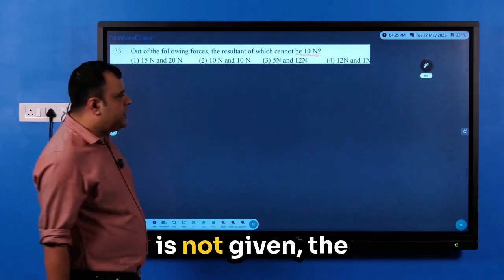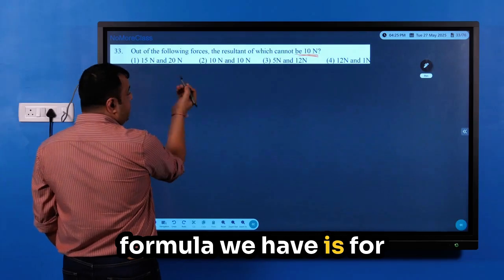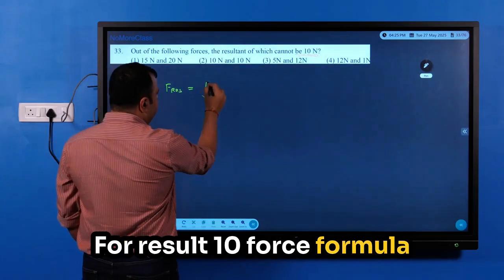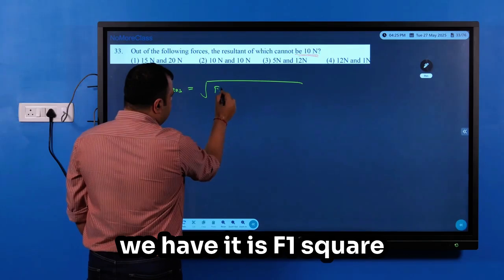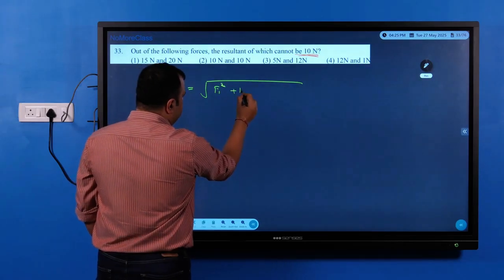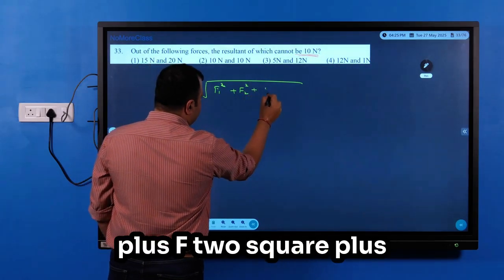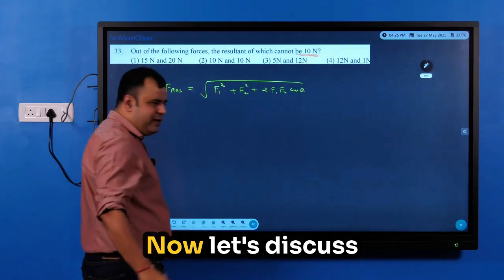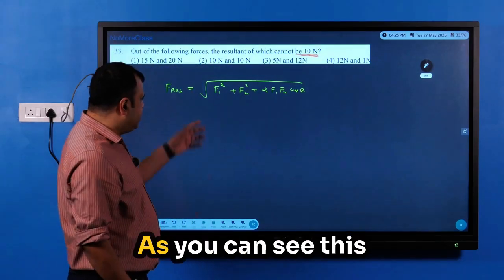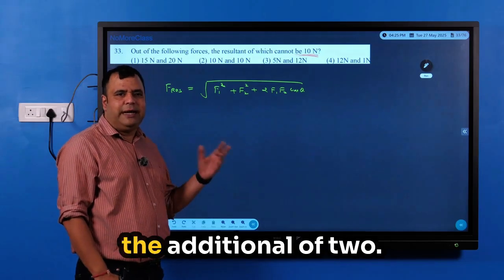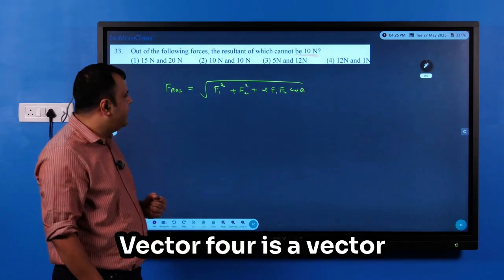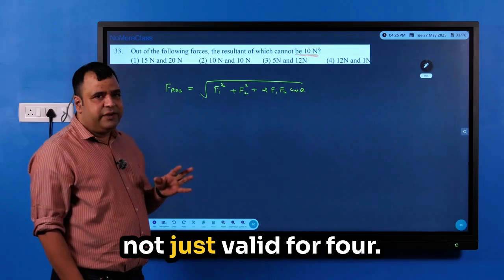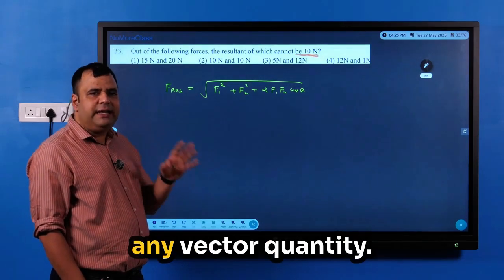So when the angle is not given, the formula we have for resultant force is F1 square plus F2 square plus 2F1 F2 cos theta. Now let's discuss a bit about it. This formula is nothing but the addition of 2 vectors. Force is a vector quantity, so this formula is not just valid for force, it is valid for any vector quantity.